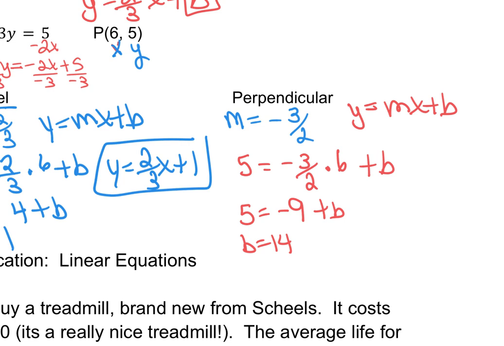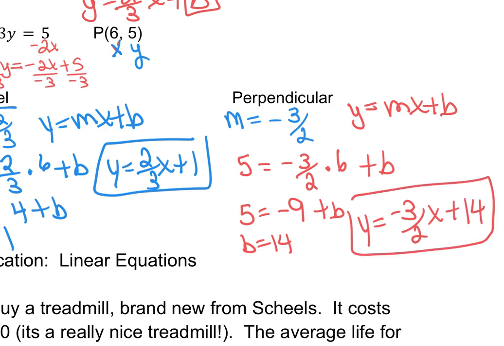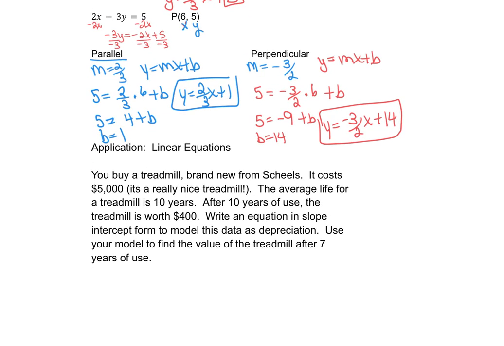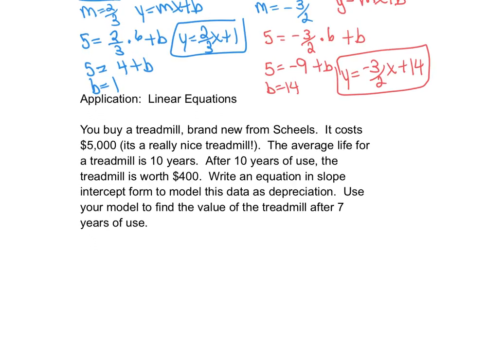So now we're going to write in perpendicular. We're going to keep that perpendicular slope, -3/2 x, and our y-intercept is going to be +14. Okay? Last thing is just looking at how you can actually apply it to somewhat real-life scenarios here.